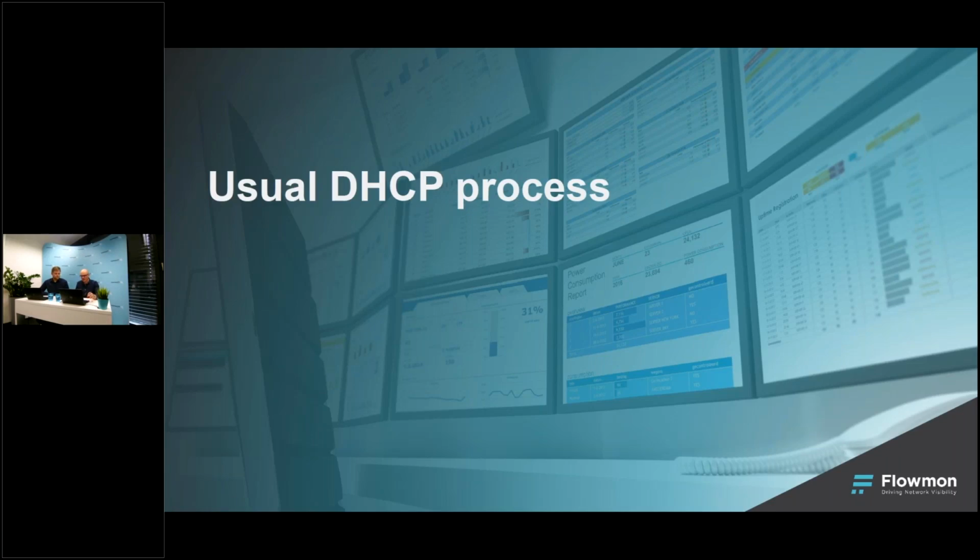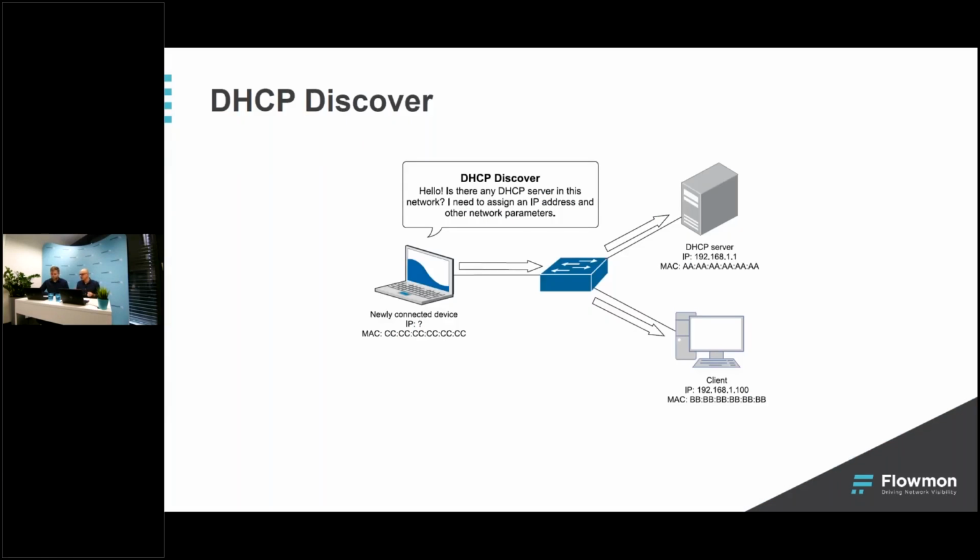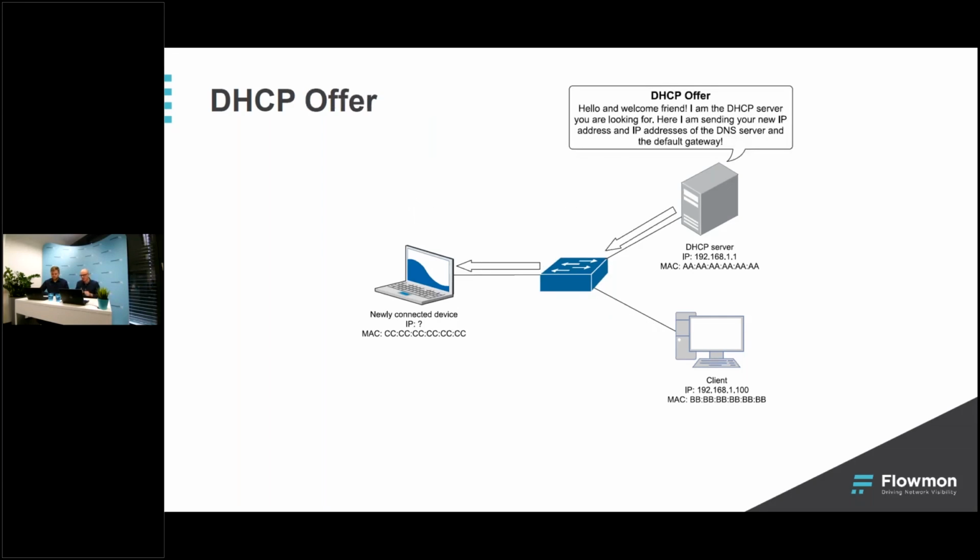So when you connect a device to the network, the first packet that the newly connected device usually sends is called DHCP discover, which basically means something like, hello, is there any DHCP server in this network that could assign me network parameters, right? This message, or this packet, is sent to all the devices in the network. Usually devices where there is no DHCP server running simply ignore this message.